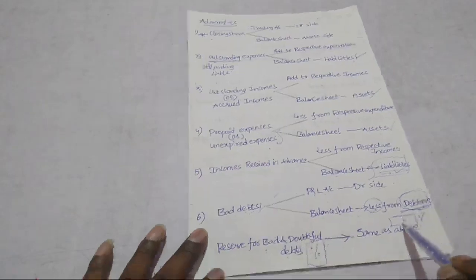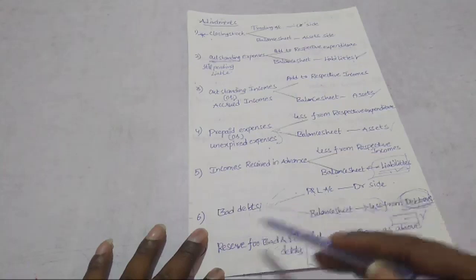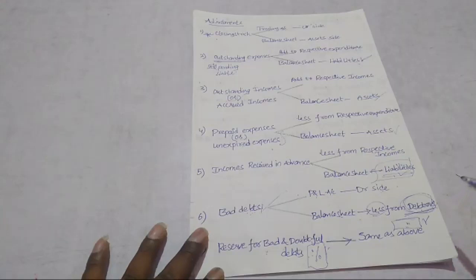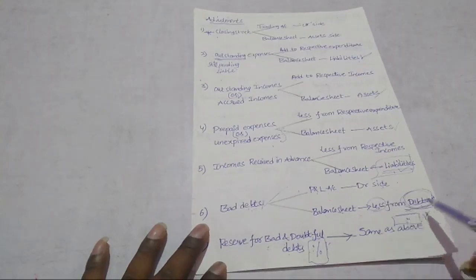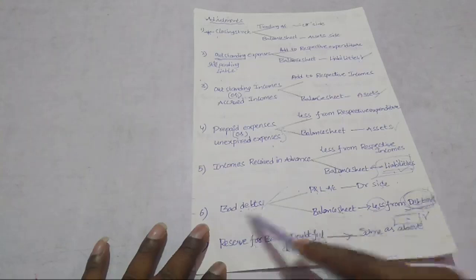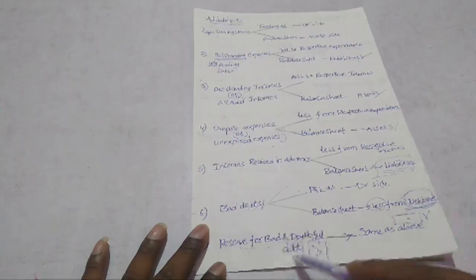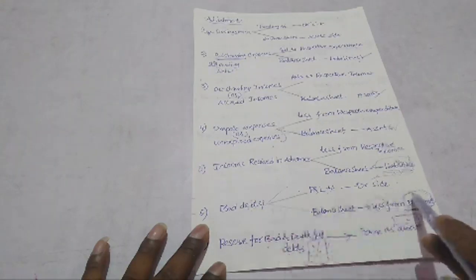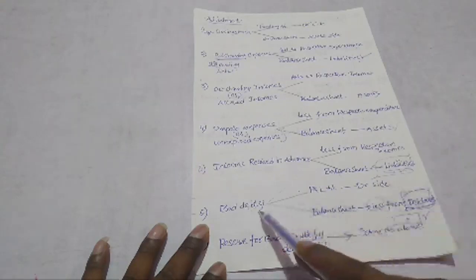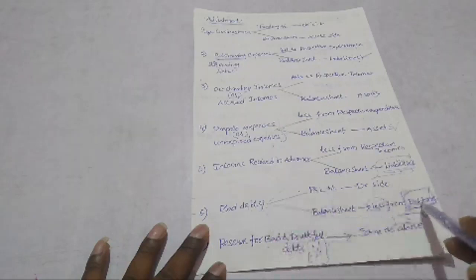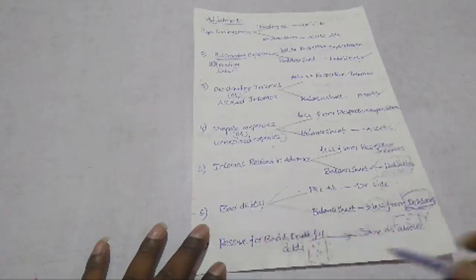So the amount which arrived after deducting bad debts from the debtors will be considered for the calculation of reserve for bad and doubtful debts. Please remember, don't calculate on the debtors which are given in the trial balance, but calculate the reserve for bad and doubtful debts on the amount which is arrived after deducting bad debts from the debtors. That's it.